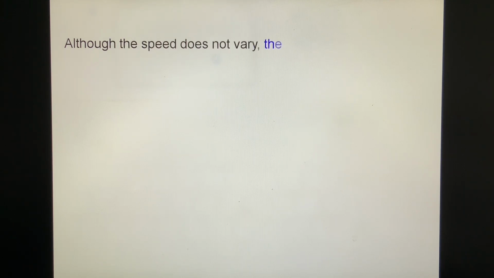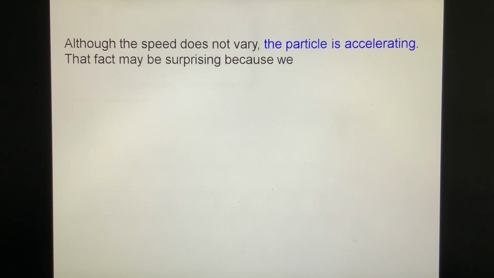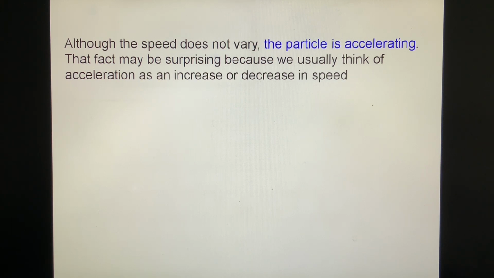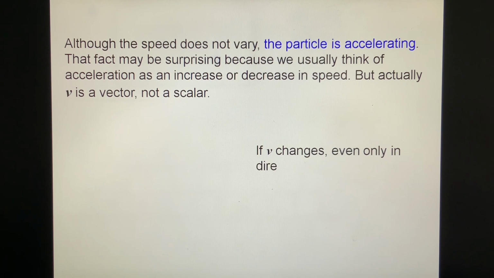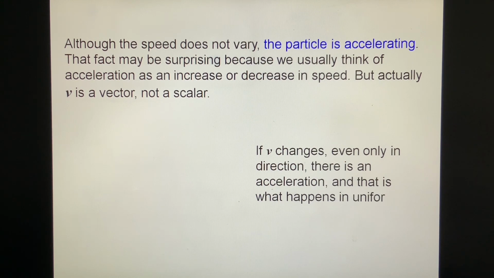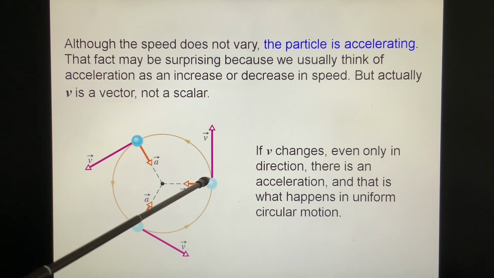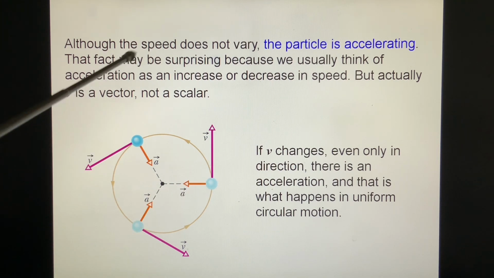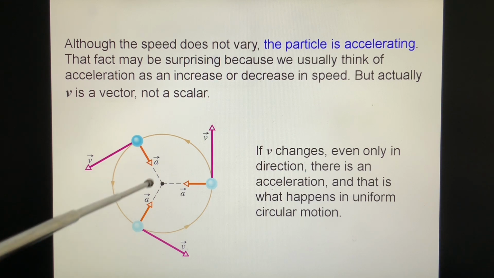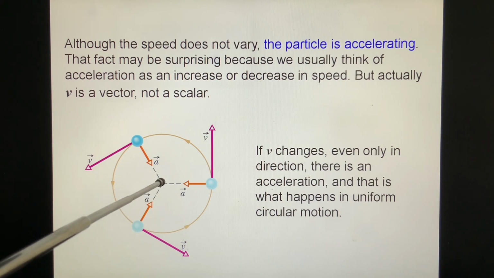Although the speed does not vary, the particle is accelerating. That fact may be surprising because we usually think of acceleration as an increase or decrease in speed. But actually v is a vector, not a scalar. If v changes even only in direction, there is an acceleration. You see, the velocity changes its direction, and it does have an acceleration, called centripetal acceleration, toward the center of the circle.